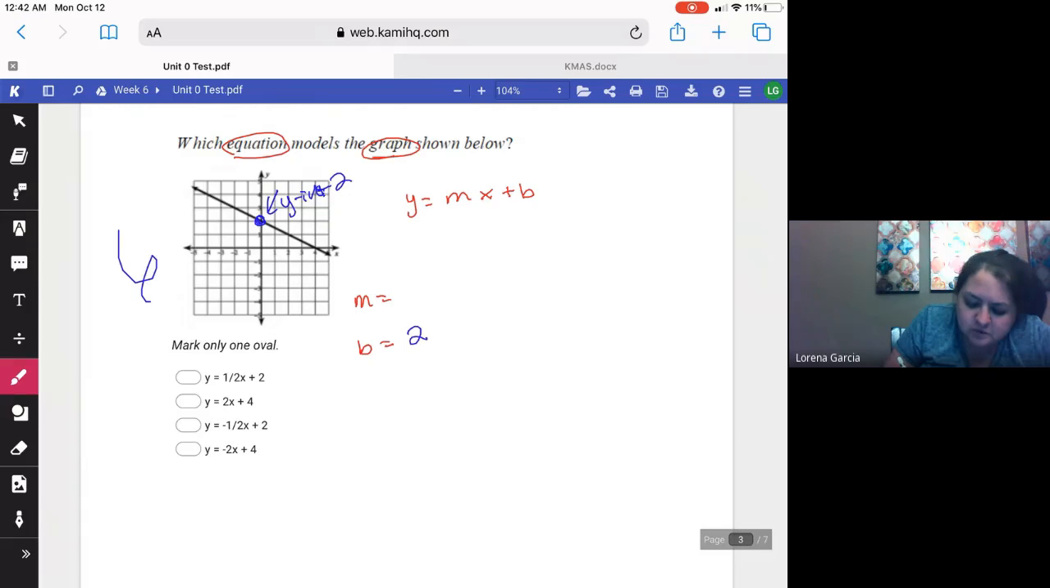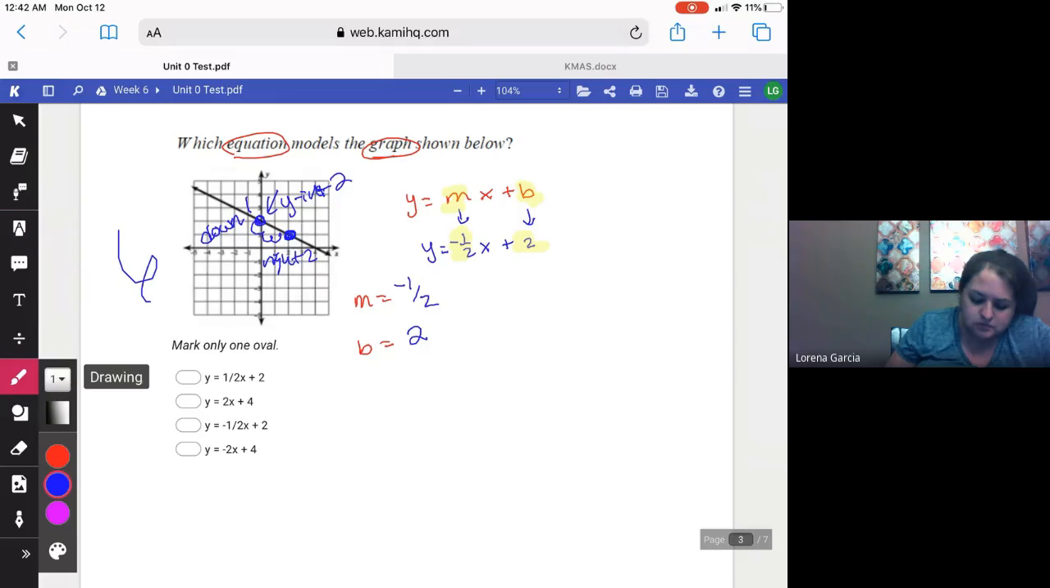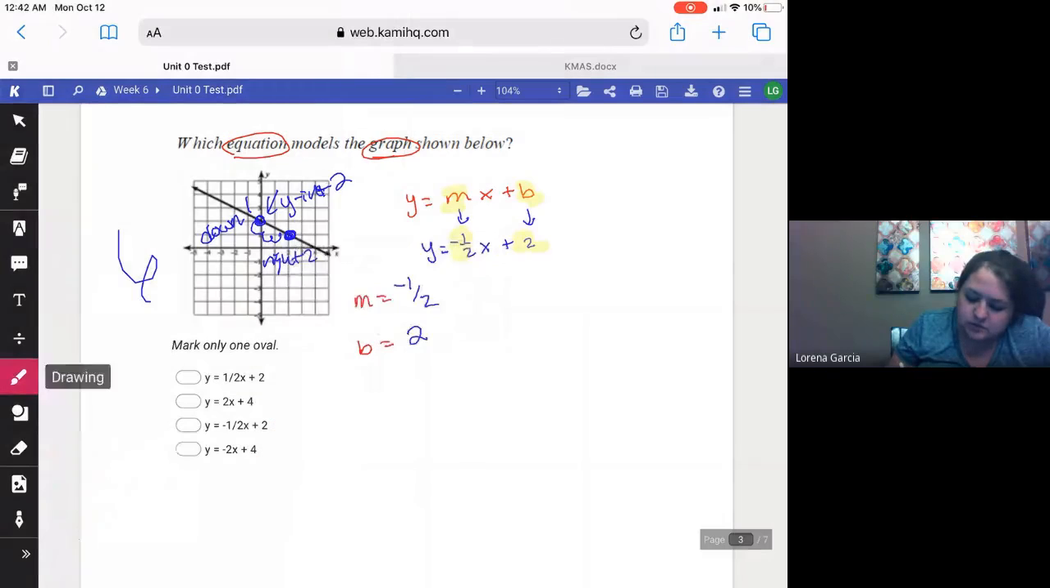And my slope, I would need to pick another point and then check rise over run. So this one's going down 1, because you always start at your left point, and right 2. Since it went down 1, right 2, it's negative 1 over 2. So now if I'm writing my slope intercept form, my equation would be y equals negative 1/2 x plus 2. So we're plugging in our negative 1/2 and our 2 for our slope and our y-intercept. So our equation was negative 1/2 x plus 2, which was this answer right here.